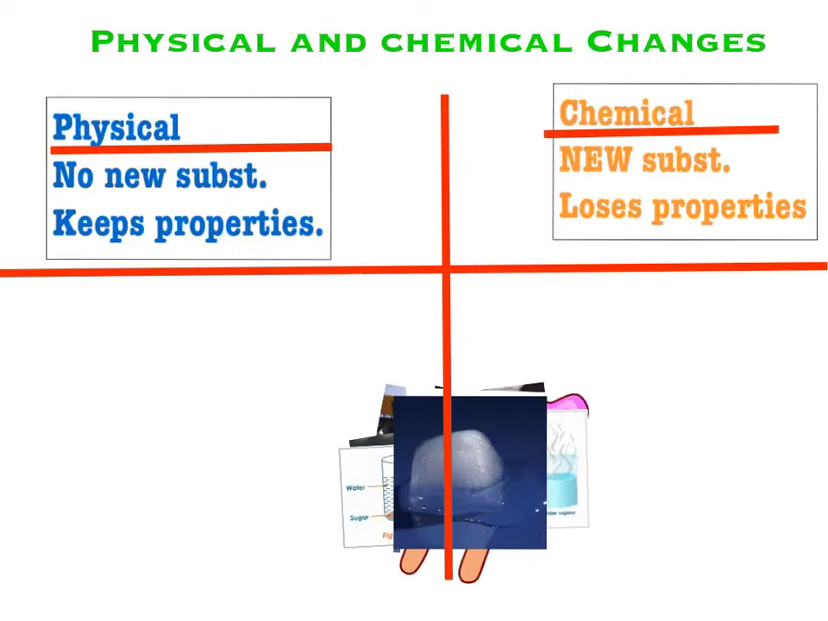Starting with physical and chemical changes. A physical change means there are no new substances, and it keeps its own properties. A chemical change shows that there is a new substance created, and it will lose the properties that it started with. So let's talk about some items that we're going to classify as chemical or physical changes.